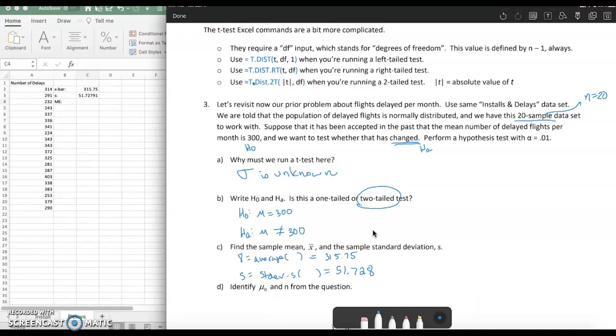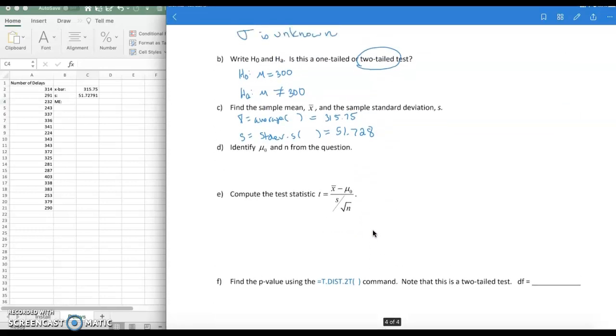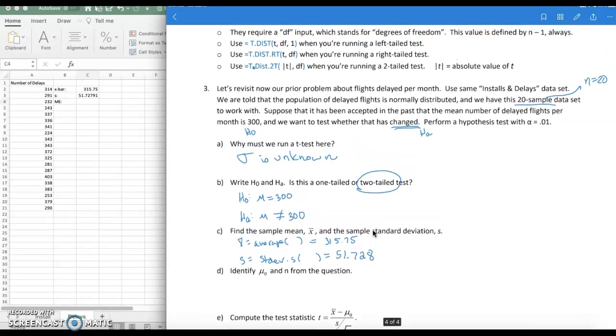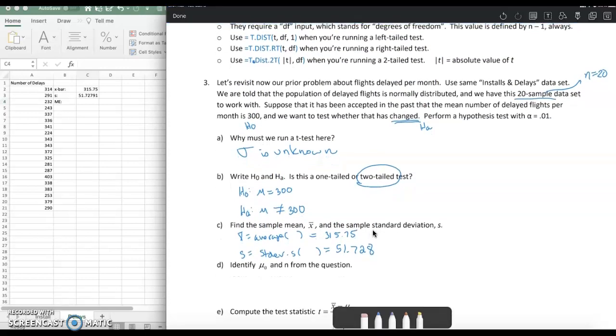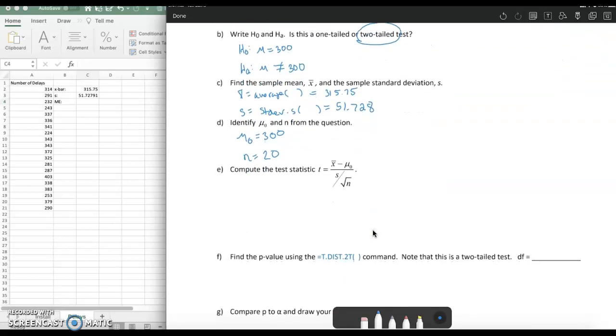The next information actually is going to come from the question. So we have to identify the mu sub 0 and the n. So we can do that now. Mu sub 0 is that hypothesized mean, so 300. And n is the sample size. We already decided that was 20. With that information, we can compute the t-test statistic, where everything is the same as calculating a z, except we just use s in place of the sigma since we do not know sigma.